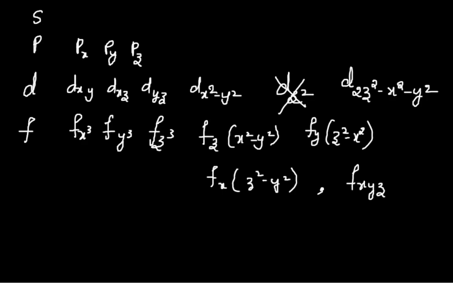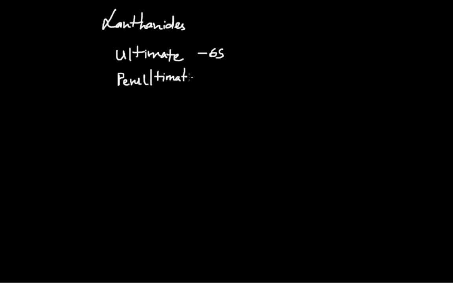Fine. So in case of lanthanides, what happened in lanthanides? The ultimate orbital is 6s, penultimate is 5d, and anti-penultimate is 4f.